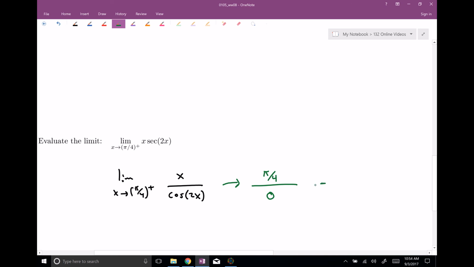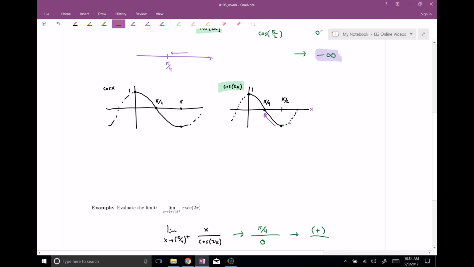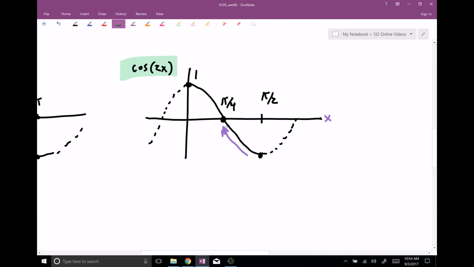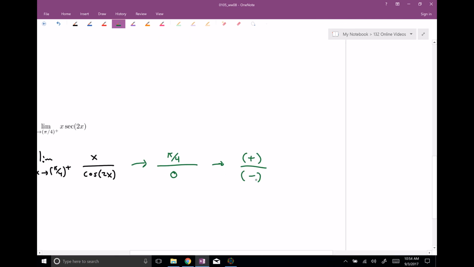And so again, the question is, we know the top thing is positive. Is that 0 on the bottom a little bit positive or a little bit negative? And so we would go through all of the same techniques. Notice that I drew this cosine of 2x. And as we approach pi over 4 from the right, it gets closer to 0, but is that 0 just a little bit positive or a little bit negative? Well, if you're close to it, but just to the right, you're a little bit negative. So again, this 0 is going to be a little bit negative. And so a positive divided by a negative is going to have us head towards -infinity. And so we'll have the same result as we did before.